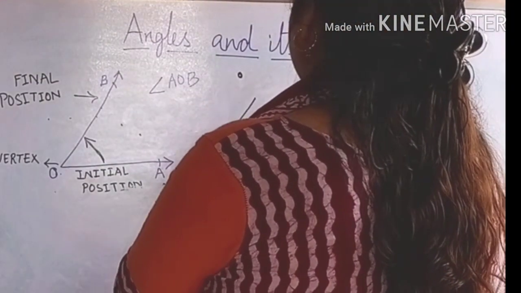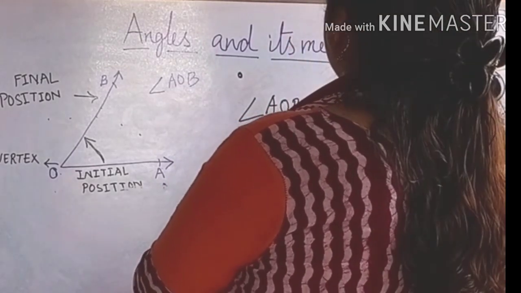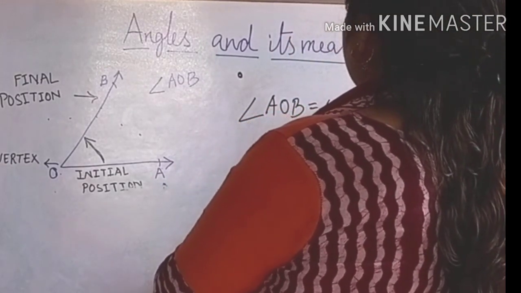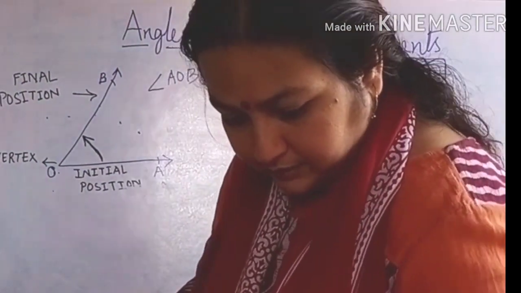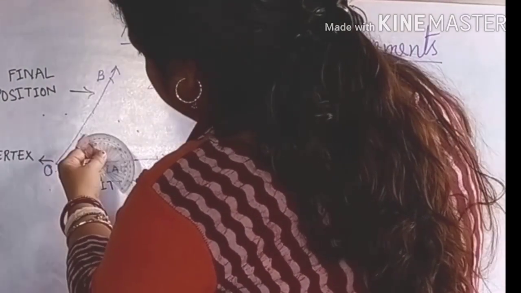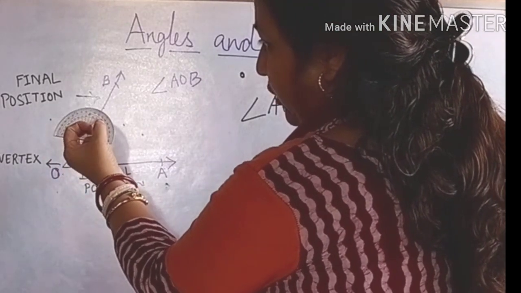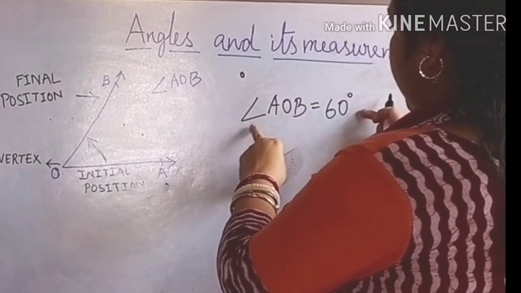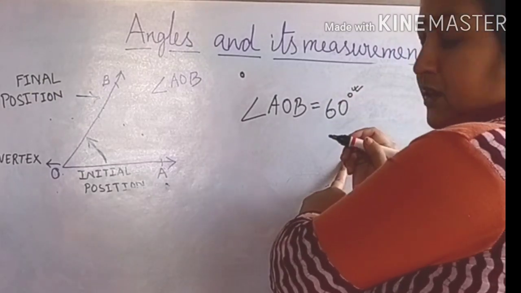Suppose this angle AOB is equal to, let's say, 60 degrees. When we place a protractor on it like this and measure it, we will see that the mark on the protractor will be 60, so the measurement will be 60 degrees. This is the unit of measurement.